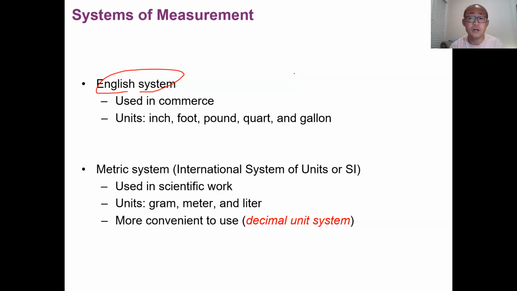However, in our scientific literature, in our chemistry and physics books, what we're using is called the metric system, or the international system. These systems are used in scientific work, and the units are no longer inch or foot, but gram, meter, and liter. What's more important about the metric system is that it is more convenient to use. I know you are used to English units already, but the metric system is more convenient because it is a decimal unit system. Units are related by 10. One unit versus another differs by a factor of 10. So we're not by 12, we're by 10.